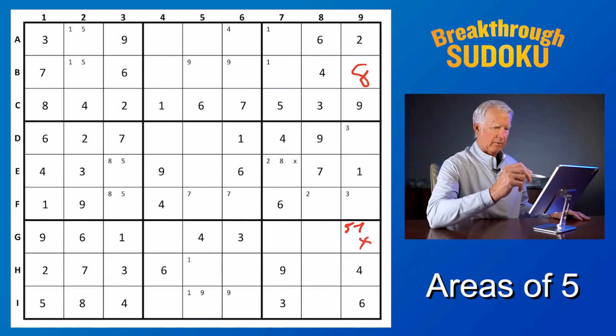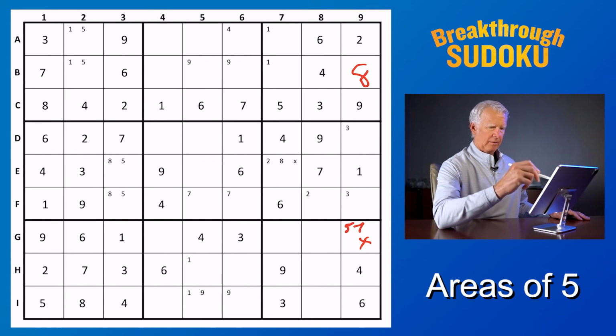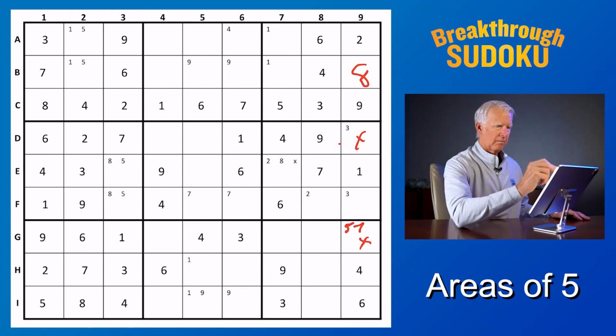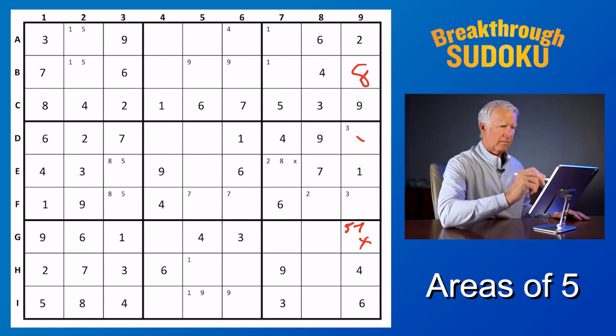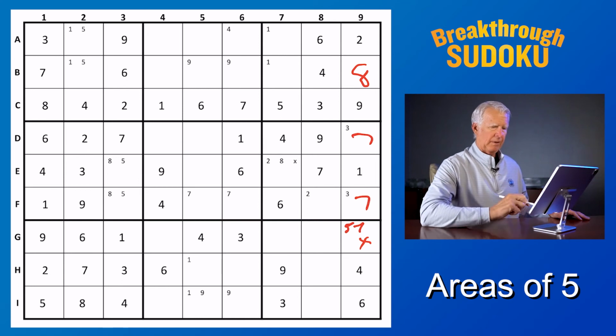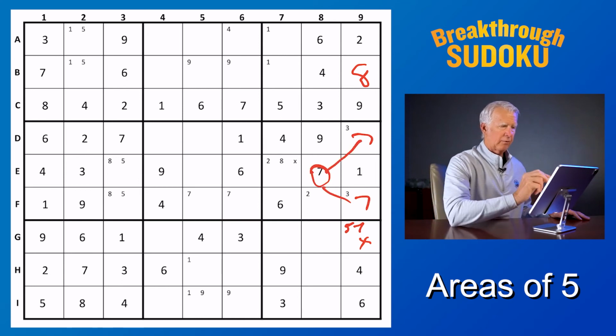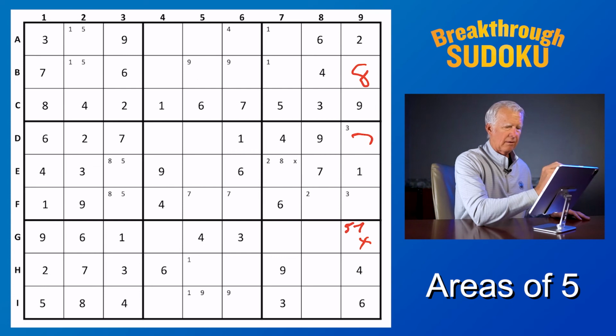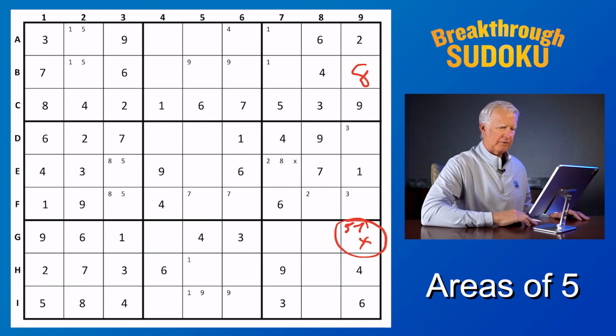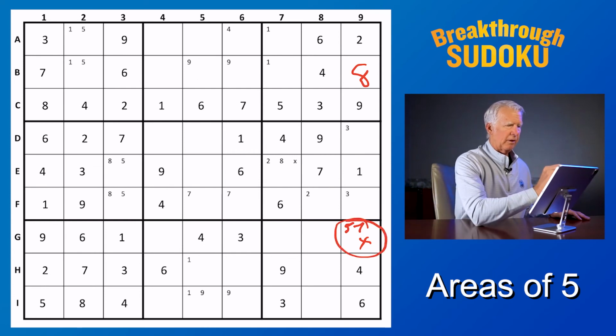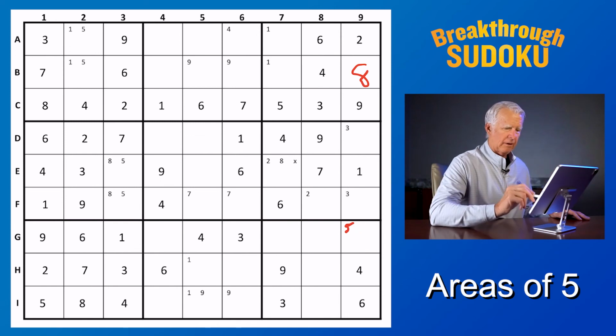Now look what happened though: this can't be a 7, and that can't be a 7, because there's a 7 right here. So as a result of that, this has to solve as your 7. So we can go right back here and get rid of that and say that's a 7.